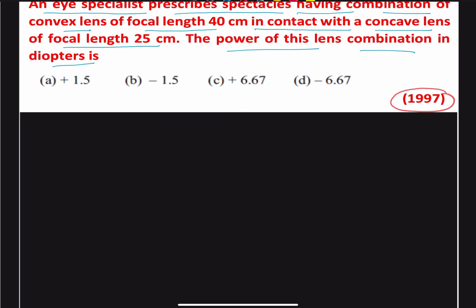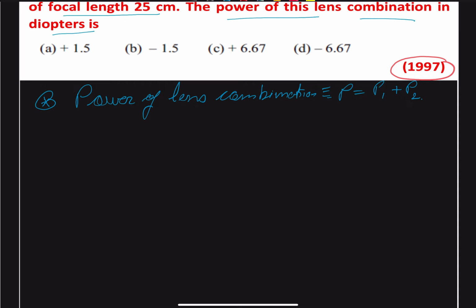and we can say that the power of the lens combination, if that is represented as P, then P will be equal to power of first lens plus power of second lens. And we know the relationship between power and the focal length. So power will be equal to 1 upon focal length of first plus 1 upon focal length of second.